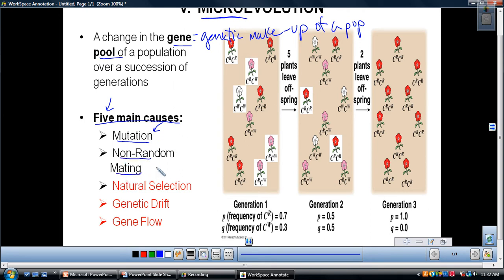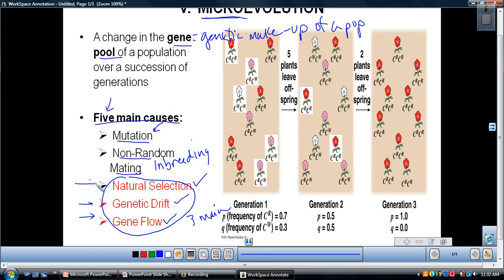The second one is nonrandom mating. What do we mean by nonrandom mating? That would be such as inbreeding, or artificial selection, you selecting who's going to mate with whom. The 3rd, 4th, and 5th, you'll notice they're in red. Those are really, really important. In fact, those are the 3 main mechanisms behind changing the allele frequency, and that is natural selection, genetic drift, and gene flow.